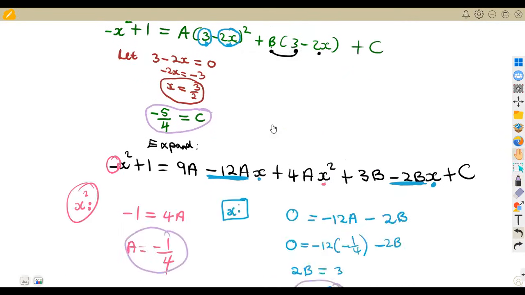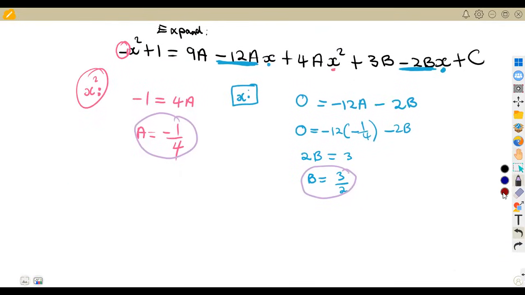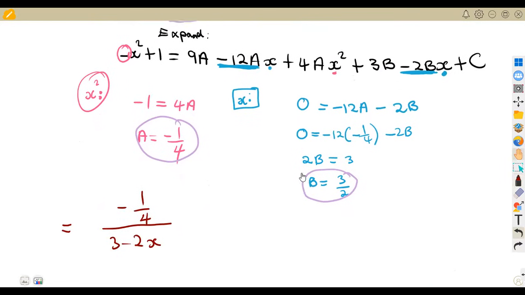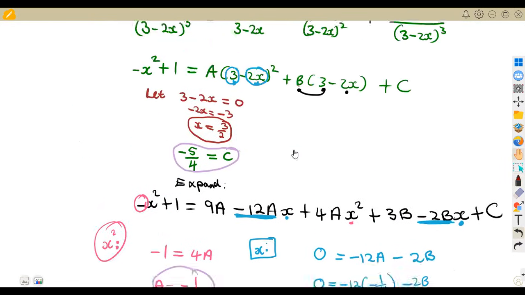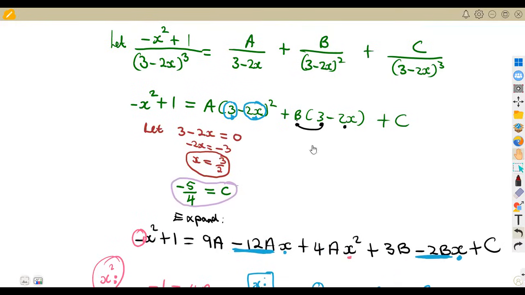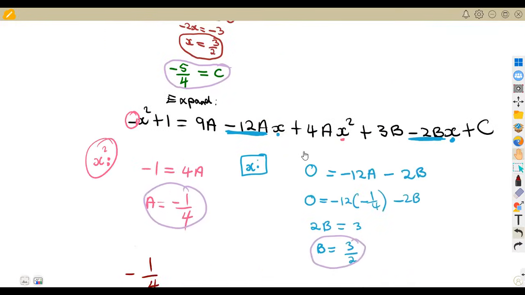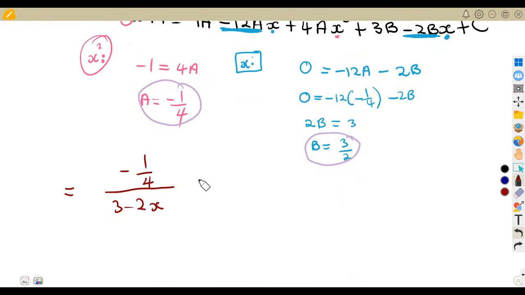All right, so this is a over 3 minus 2x. So this simply means it is equal to a, which is minus 1 over 4, over 3 minus 2x. So this is 3 minus 2x. All right. The other one was what here? B over 3 minus 2x squared. So b, which is a positive. So it's plus b, which is a positive 3 over 2, into 3 minus 2x squared. Remember there's an x squared.